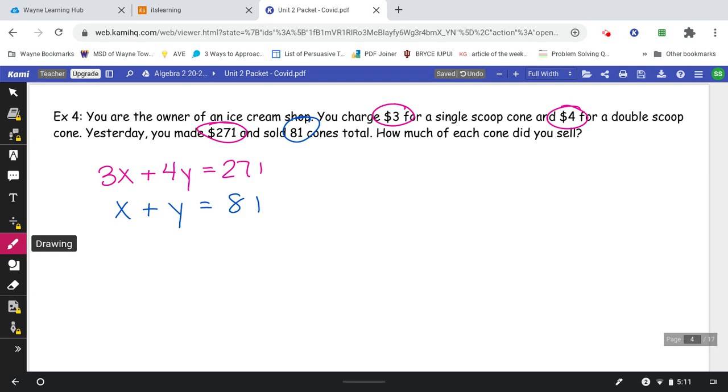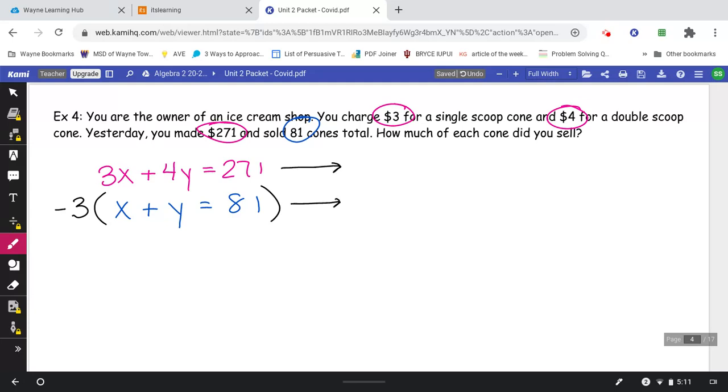And then I'm going to solve this the same way I was solving all of them. See if you guys can figure out what you would need to multiply in order to get either the x's or the y's to cancel. There's a couple different things you could do, but I'm actually going to multiply the bottom one by negative 3. That'll help me get my x's to cancel.